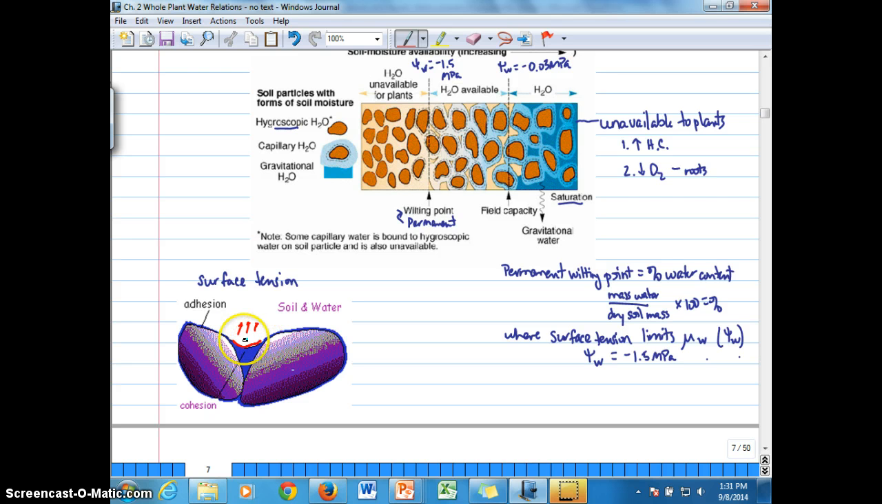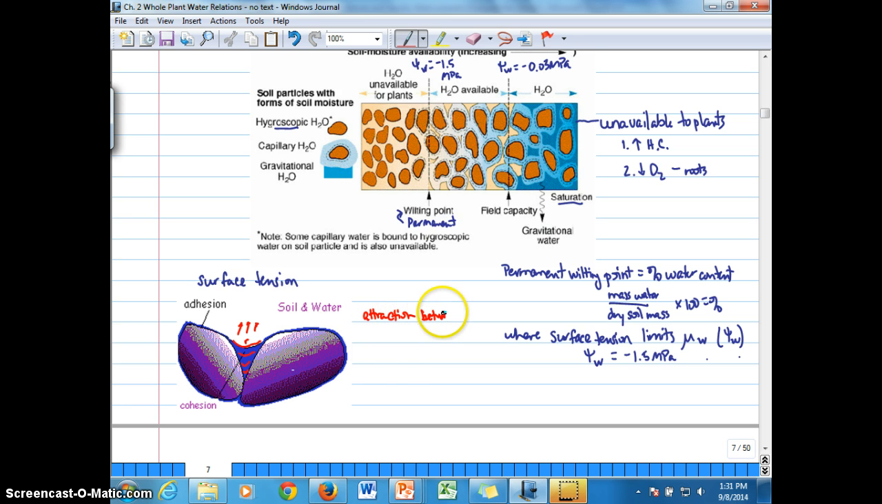As water is evaporating, there's a certain radius here. This is what we would call R. As water evaporates, the radius of the meniscus, we're seeing a meniscus form here, gets smaller and smaller. And as the radius of the meniscus gets smaller, the bound water gets held more tightly to the surface of the soil particle.